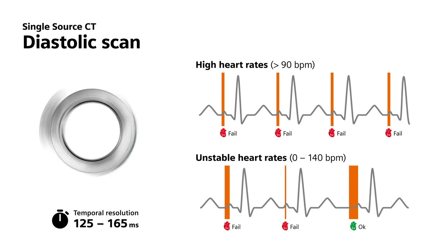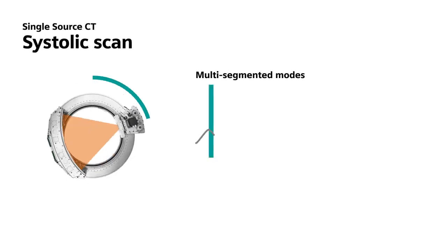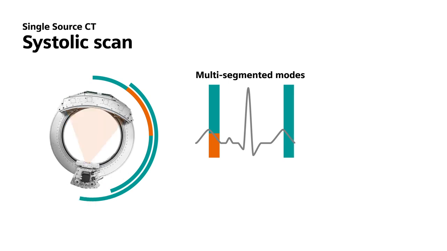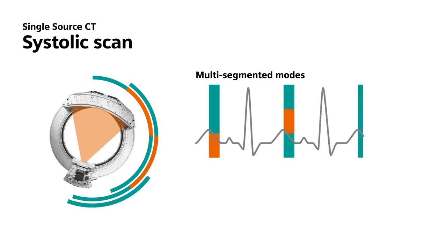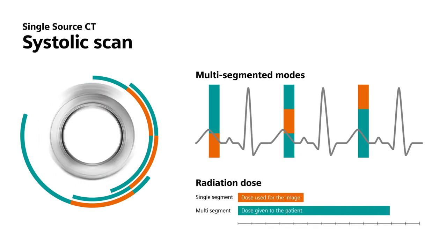Single-source scanners offer two options for scanning under these conditions. The first one is to use multi-segmented modes that scan the anatomy several times starting at different positions and then combine the separate images. You end up with an increased radiation dose for just one poor quality image.